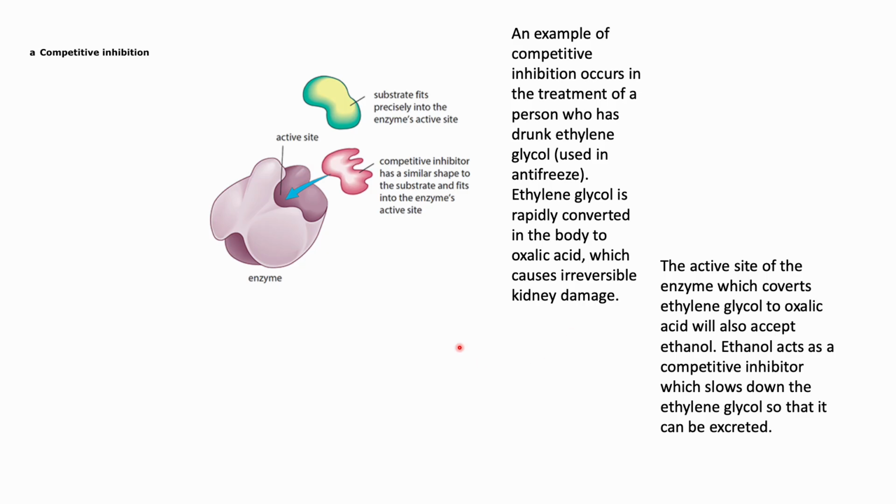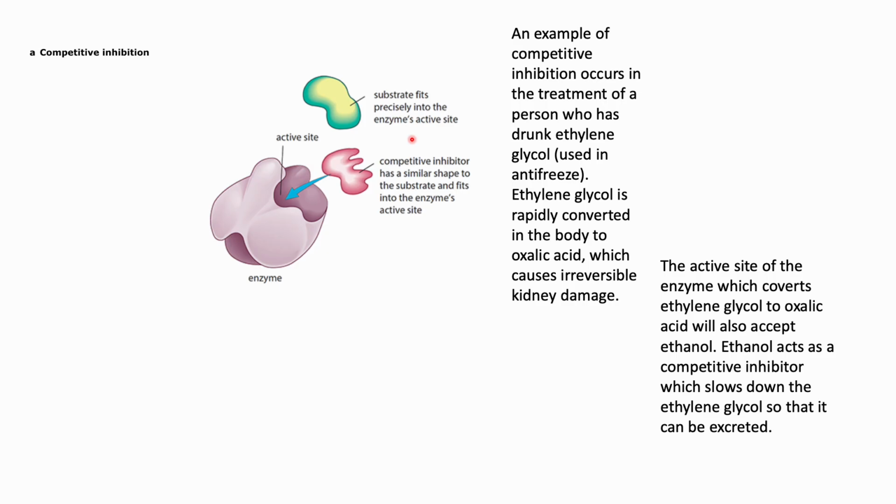This is an example of a competitive inhibition where, if you look at the enzyme, notice the shape of the active site. This is the competitive inhibitor. Notice its shape. And then notice your substrate shape. They are very similar. Here is a case where we don't want to increase the substrate. We want to increase the competitive inhibitor.